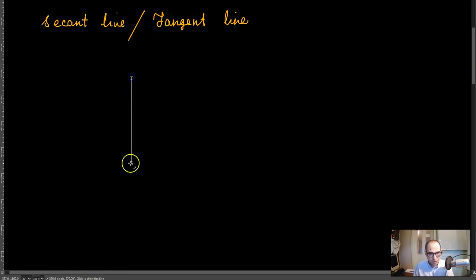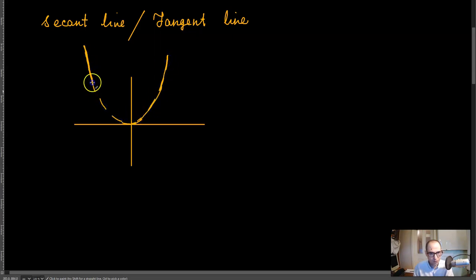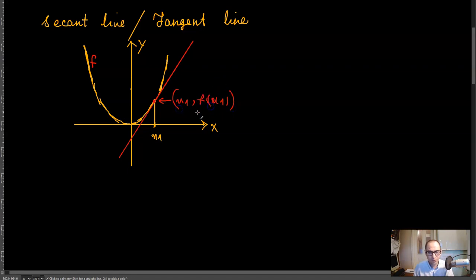Now the secant line. For example, let's say that you have a curve like this. This is, for example, the x-axis, and this is the y-axis. At this point on the graph of this function, if I draw a line like this, let's assume that this line goes through the graph of the function exactly at this point. Let's call this function f. Then the coordinates of this point would be x1 comma f of x1.